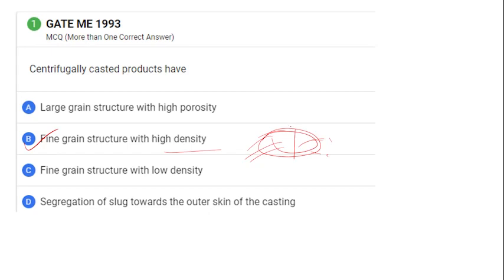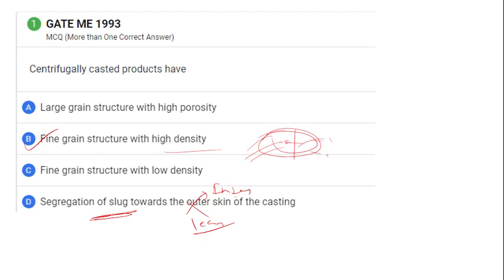Ma'am, why won't it be D? Because, ma'am, segregation of slag toward the outer side. That is also correct. Slag segregation will be internal, not outer. It is written outer, it is not correct. Slag is an impurity particle, right? Yes, ma'am. So it will have less density. So it will be near the center, not the outer. Got it, ma'am. If it was inner, it would be correct.